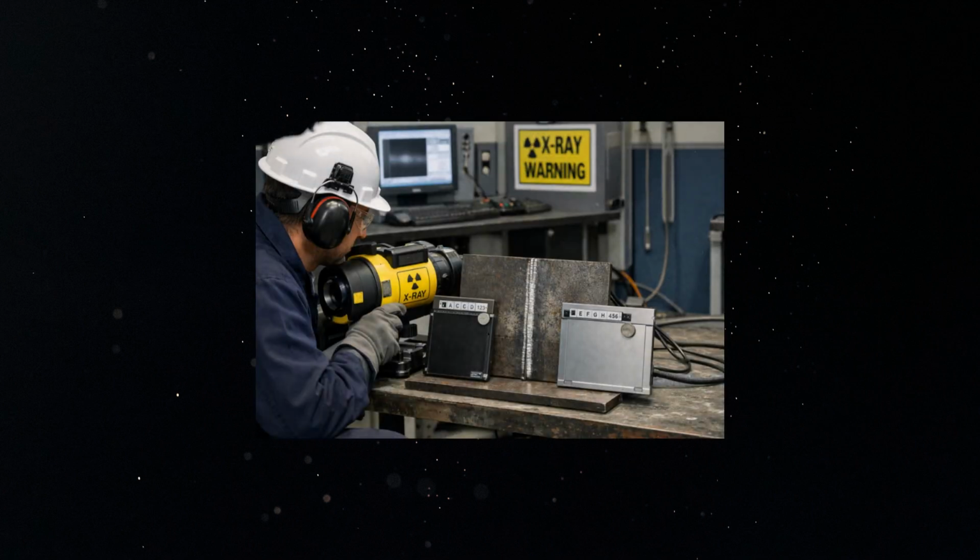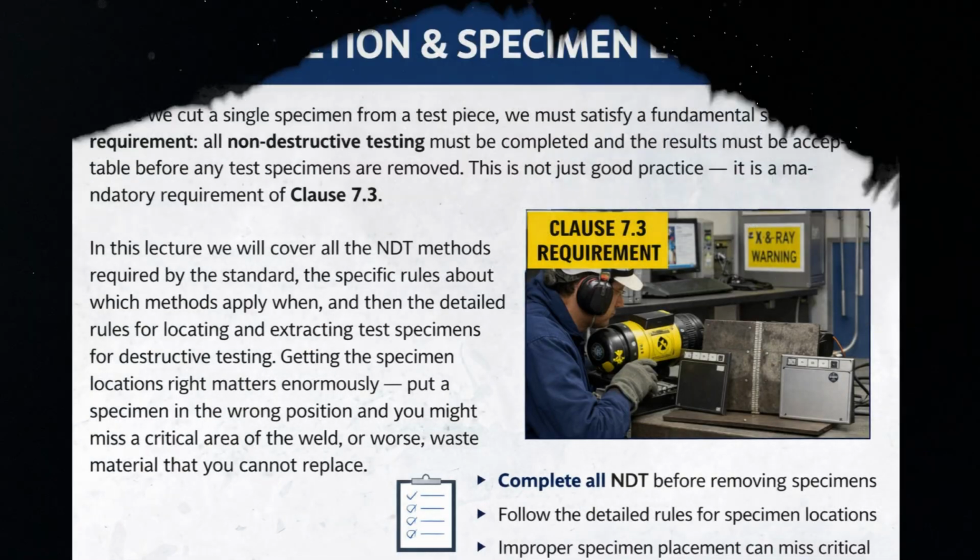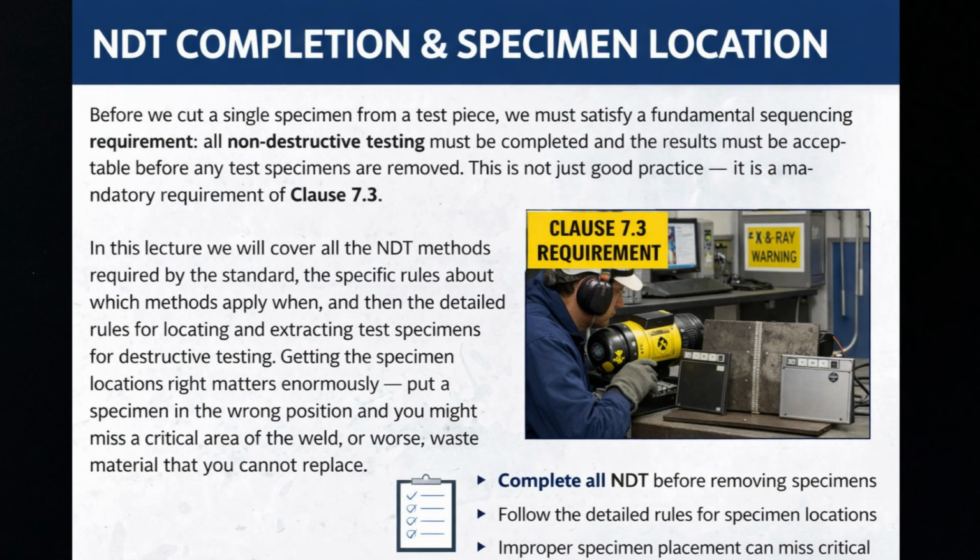Lecture 4. NDT Methods and Specimen Locations. Before we cut a single specimen from a test piece, we must satisfy a fundamental sequencing requirement. All non-destructive testing must be completed and the results must be acceptable before any test specimens are removed. This is not just good practice, it is a mandatory requirement of Clause 7.3.